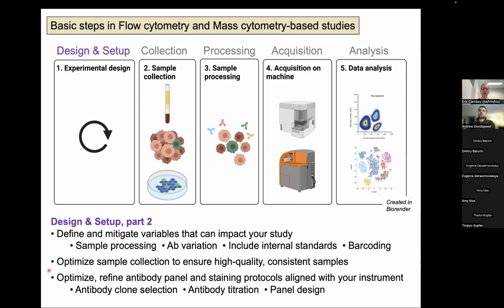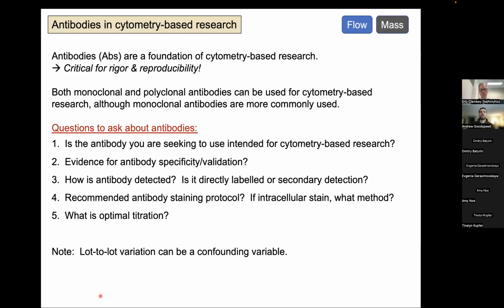As I mentioned, you need to optimize sample collection to ensure high quality, consistent samples. And there's a significant amount of time involved in optimizing and refining your antibodies and your staining protocols. That includes which antibody clone you're using, antibody titration, and panel design, which I'll talk about a little bit later. So antibodies are a foundation of cytometry-based research and are critical for rigor and reproducibility. It's possible to use both monoclonal and polyclonal antibodies, although monoclonal antibodies are by far the more common.